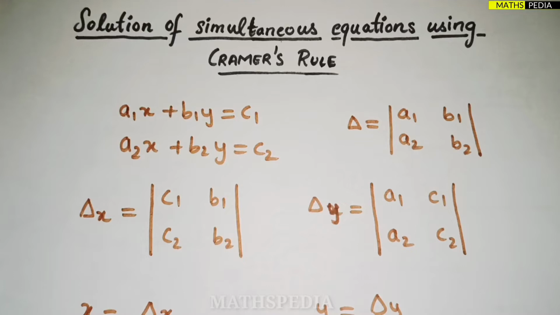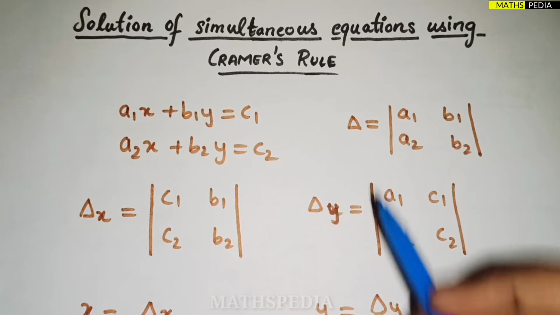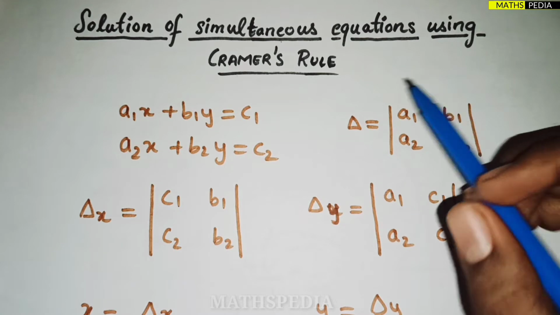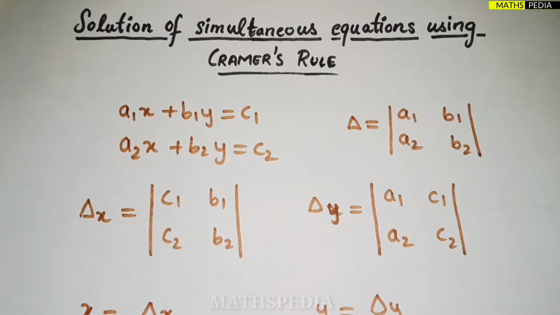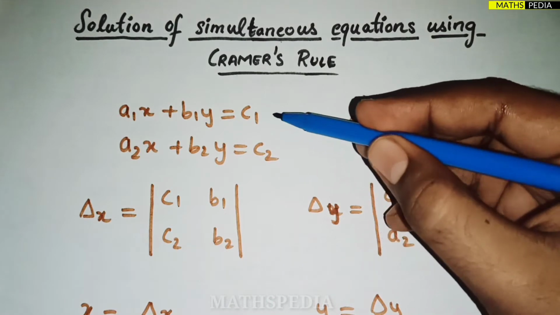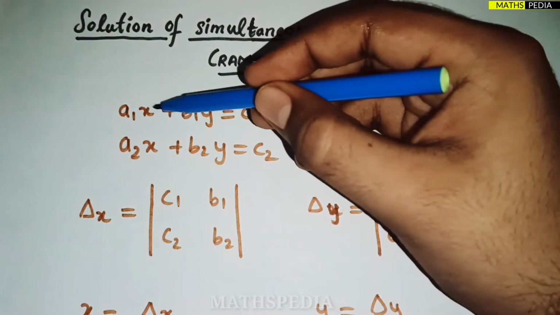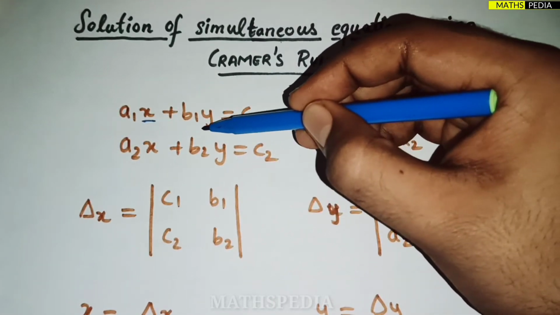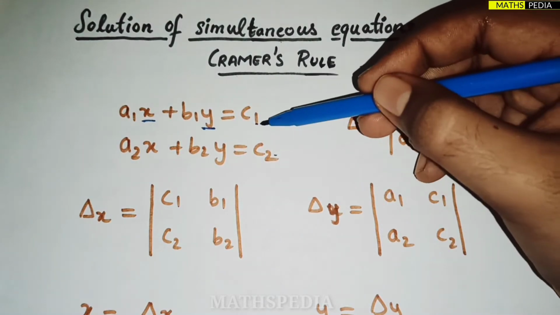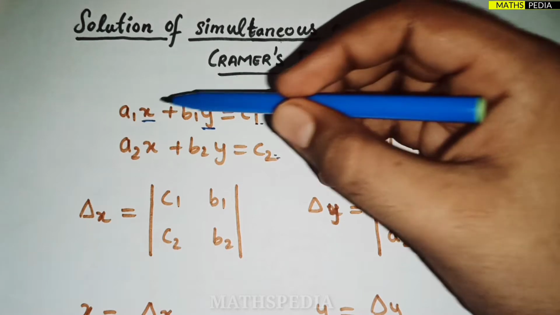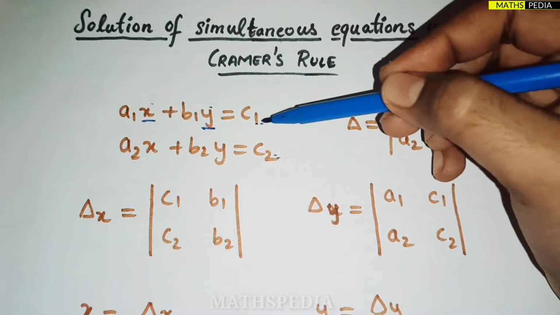Hello guys, in this video we will discuss Cramer's rule. It is basically used to find the solution for simultaneous equations. Here I have taken two equations where two variables are involved, x as well as y. c1 and c2 are the constant values for these two equations. Two variables are involved, therefore two equations.